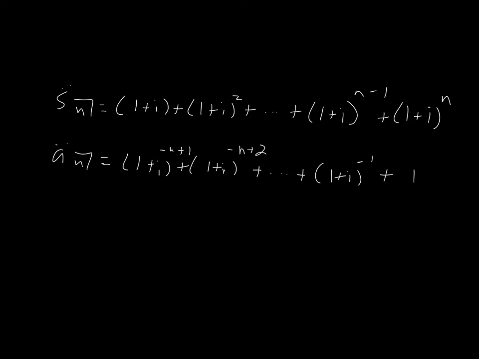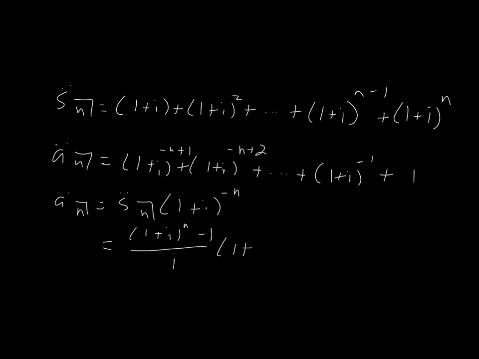And what we can see is that a double dot angle n is the same as s double dot angle n times 1 plus i to the negative n, which means it is the same as 1 plus i to the n minus 1 over i, that's the s, and then times 1 plus i, that's the s double dot formula, and then times 1 plus i to the negative n.